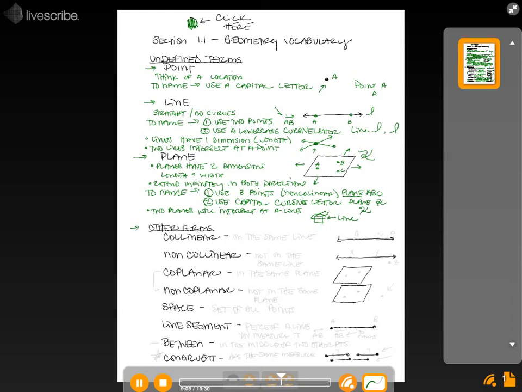Alright, now let's talk about some other terms. These are less difficult to understand. They're pretty easy. Collinear means on the same line. And it refers to points. So here, put 2 points on our line, B and C. Those 2 points are collinear. We could add another point on there, D. All 3 points are on the same line.